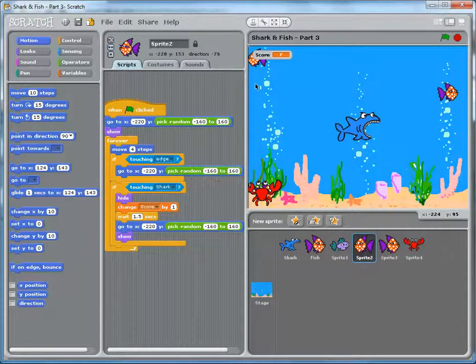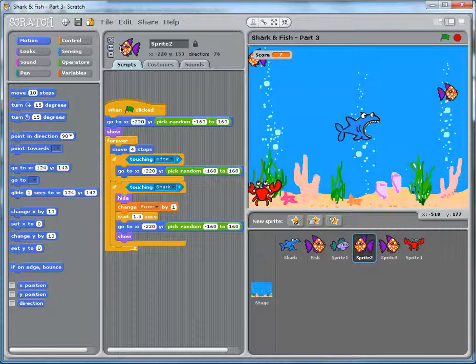So it's at negative 220, talking about the x-axis. So you have to look down here in the bottom right-hand corner for your axes, right? And negative 220 is all the way to the left. So it's doing what you told it to do. It's moving to negative 220 and now move 2 steps. But then it's sensing that it's touching the edge, so now it's moving it back. So that one's an easy fix.